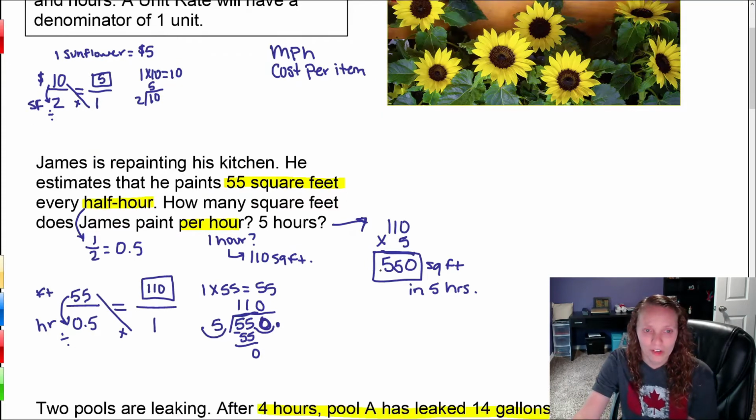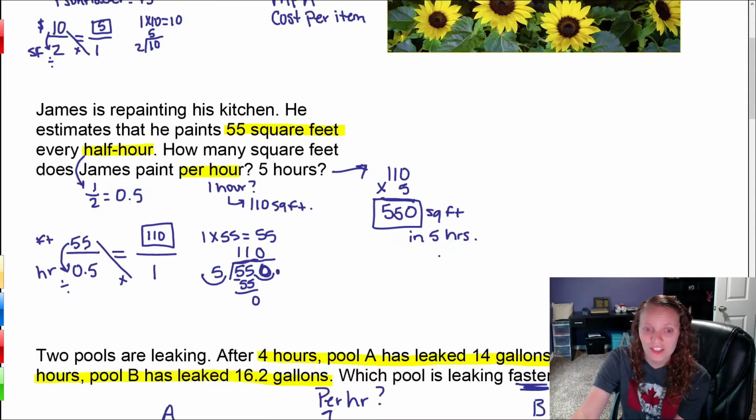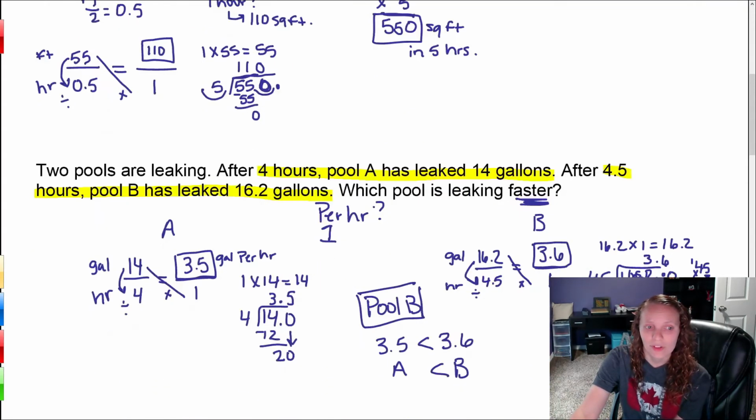We solved one about James and painting and figuring out, well, how fast does he paint per hour, and then used that to predict how far he would get in 5 hours. And then we also practiced where we found the unit rate for 2 different swimming pools and then we compared them.